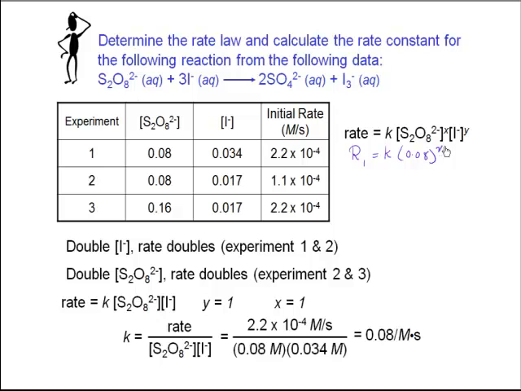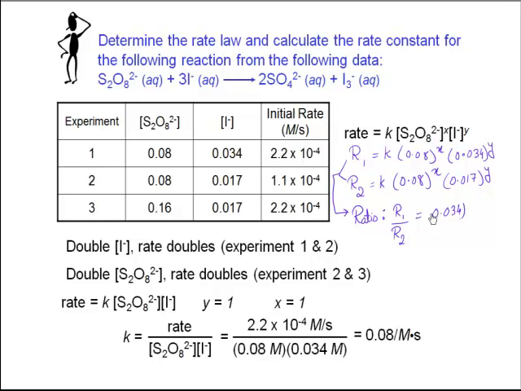We can write it like this: rate 1 is K times 0.08 raised to X into 0.034 raised to Y. The second time the rate is K times, K doesn't change obviously, it's a rate constant, 0.08 raised to X into 0.017 raised to Y. If I take the ratio of these two, what we'll get is R1 upon R2 is equal to 0.034 raised to Y upon 0.017 raised to Y. Basically I cancelled out K as well as 0.08 raised to X.